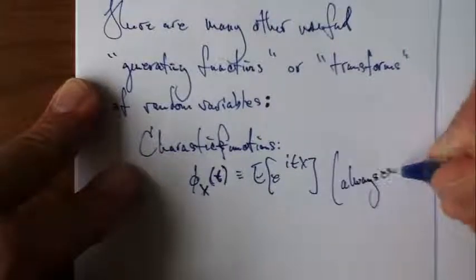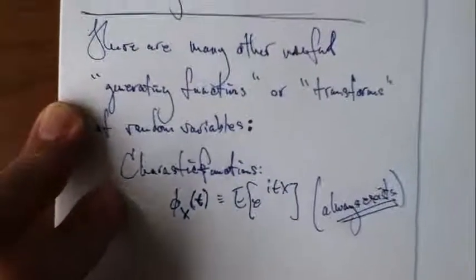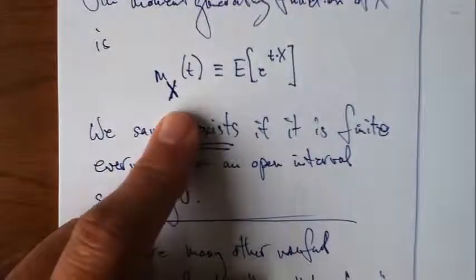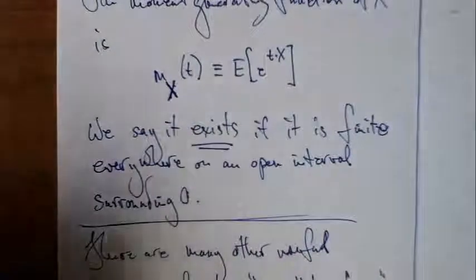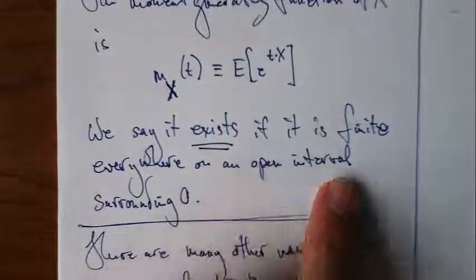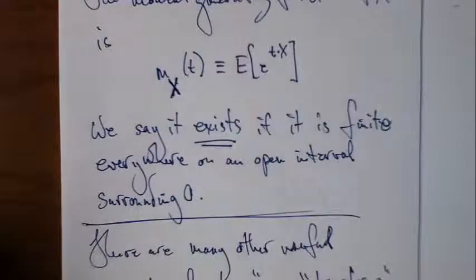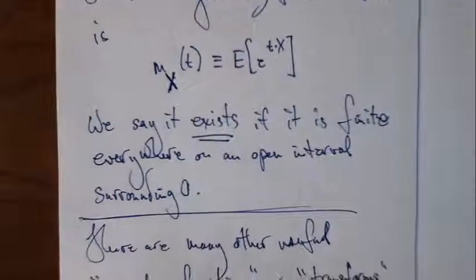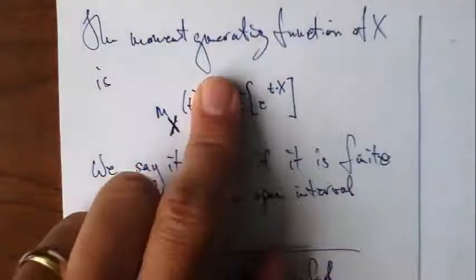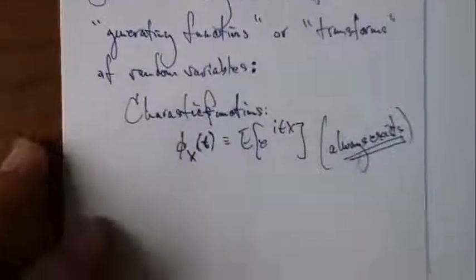This always exists. The moment generating function doesn't always exist. There are, in fact, random variables out there that don't have moment generating functions, because there's no open interval that surrounds 0 where this thing is finite. But sometimes we prefer to work with these over characteristic functions.